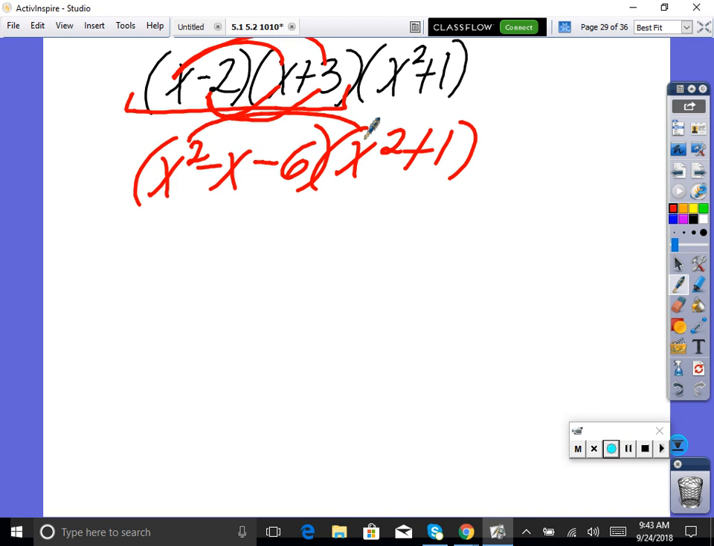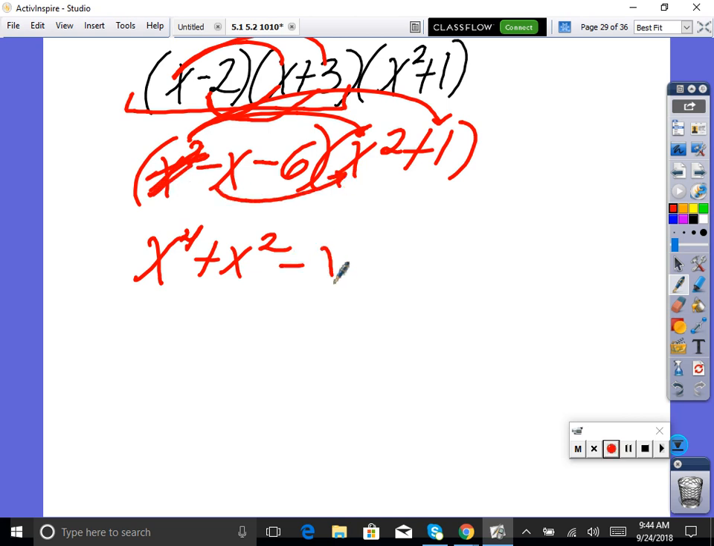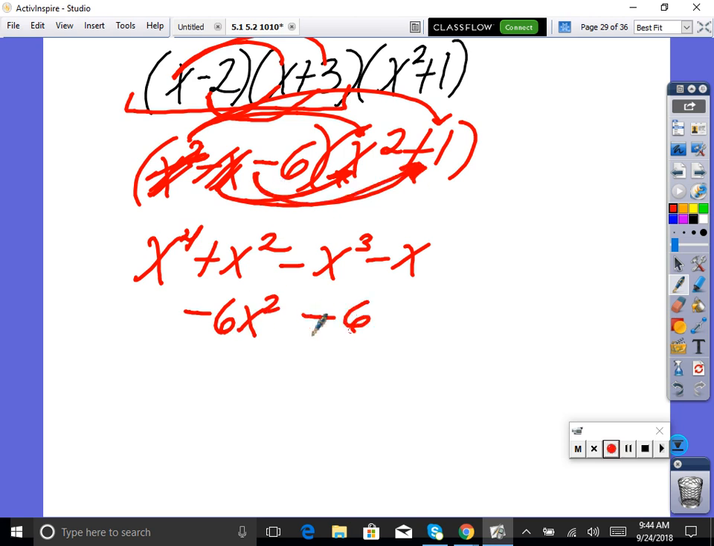So now from here you would do x squared times x squared is x to the 4th. X squared times 1 is plus x squared. Now I've distributed x squared through. Negative x times x squared is negative x cubed. Negative x times positive 1 is negative x. Negative 6 times x squared is negative 6x squared. Negative 6 times positive 1 is negative 6.